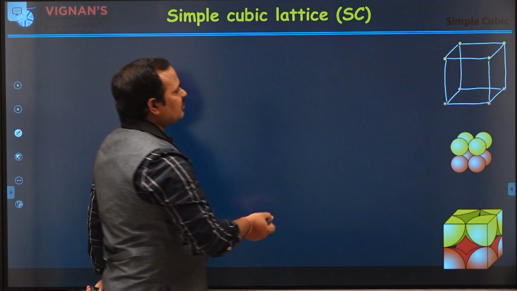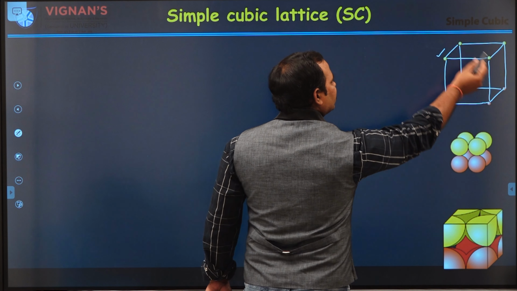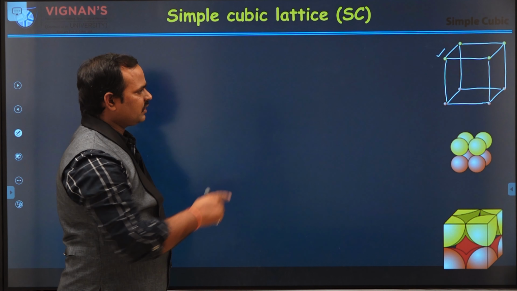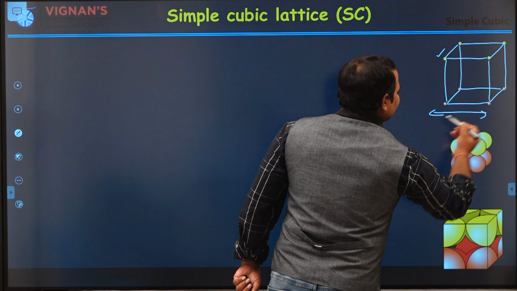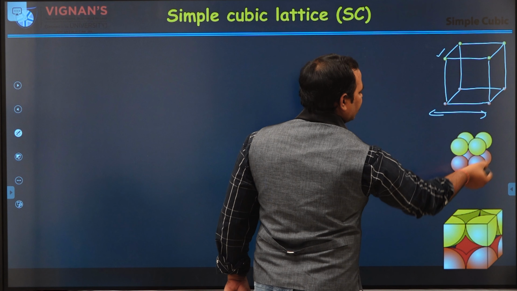One is that the atoms must be at the corners of the unit cell, and the number of atoms per unit cell should be 1. We will find out the number of atoms per unit cell as we go on. This is a simple model that we are discussing every day, and in real, if you see the atoms in the primitive unit cell, it looks like this.